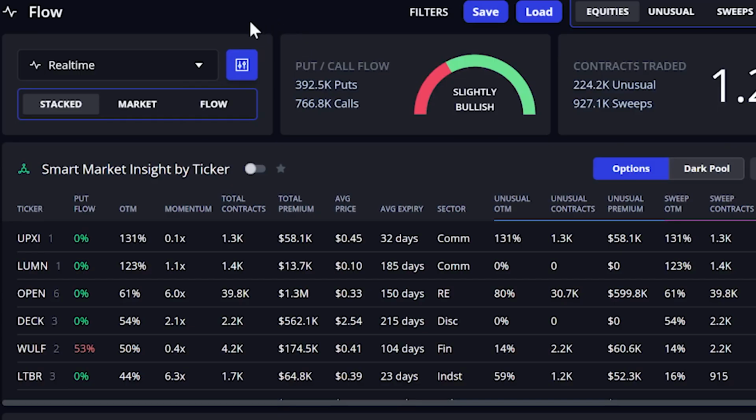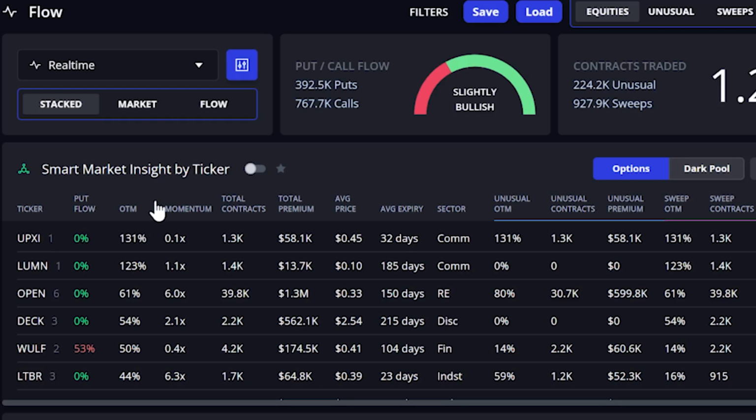So to start, there's two main flow views here. The first is a Smart Market Insights by ticker view. This is using Insider Finance's algorithm to pick out the most unusual options activity around specific tickers. So for most of these, they're making this list because the options contracts that are being bought are out of the money, or OTM. Here we're seeing in some of these tickers, quite a large percentage of the contracts being purchased are out of the money and often by a wide margin.